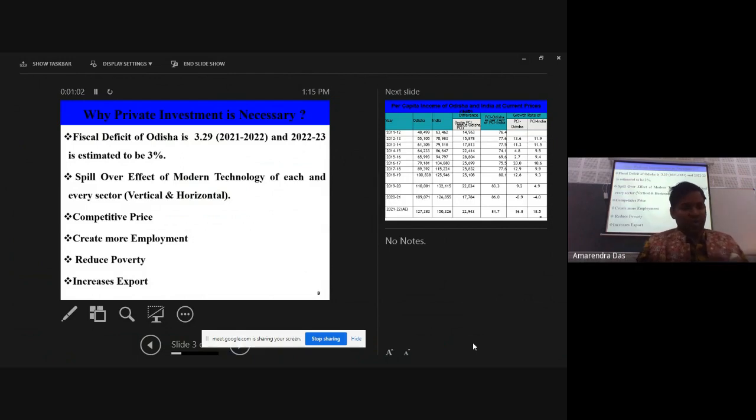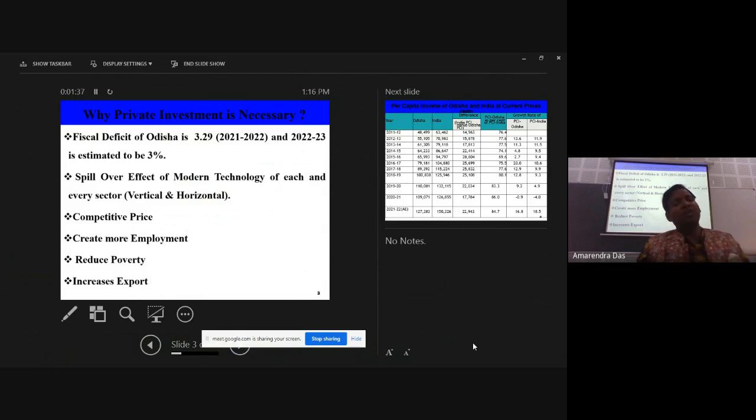The first part, I want to explain why private investment is required in a state like Odisha. The fiscal deficit was 3.29 percent for the year 2021-22, and it is estimated that the fiscal deficit will be 3 percent in 2022-23. So to reduce the burden of fiscal deficit, private investment is the only instrument, and this happens in developing countries and developed countries.